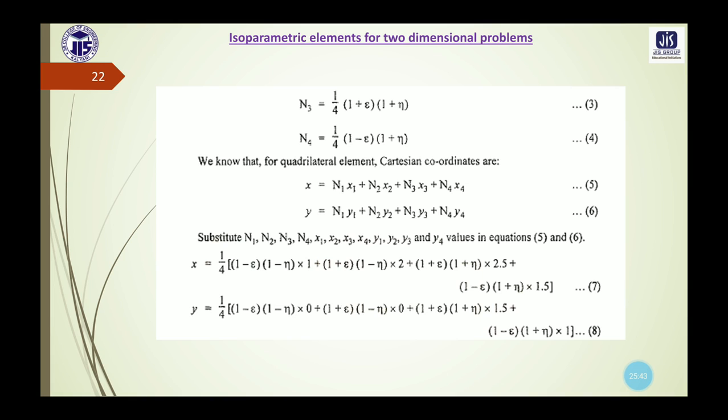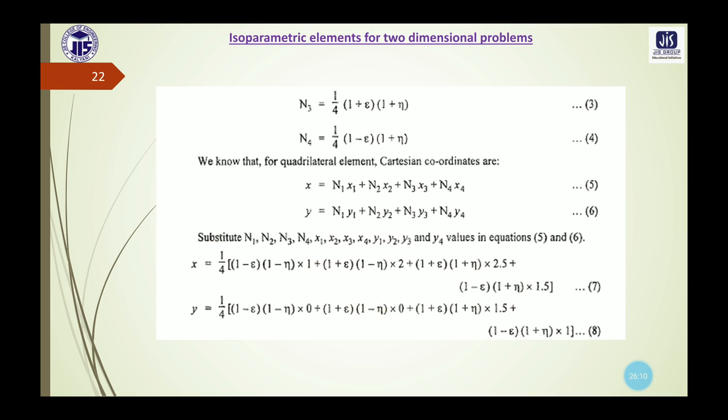And for this quadrilateral element, the Cartesian coordinates formula is also known to us, which can be mathematically represented as equations number 5 and 6. So the formula of the shape function and the Cartesian coordinates are known to us. We have used these to solve some problems that we have discussed earlier.